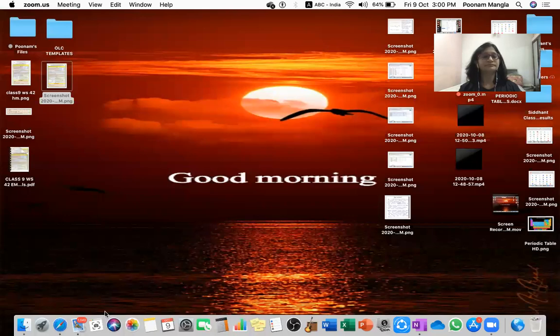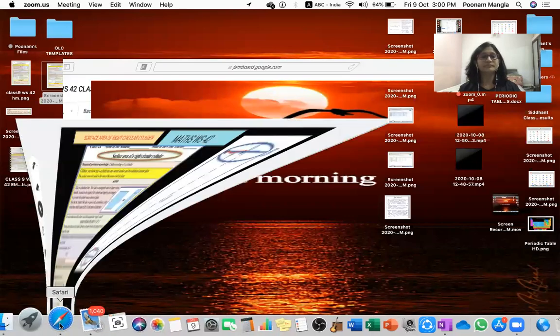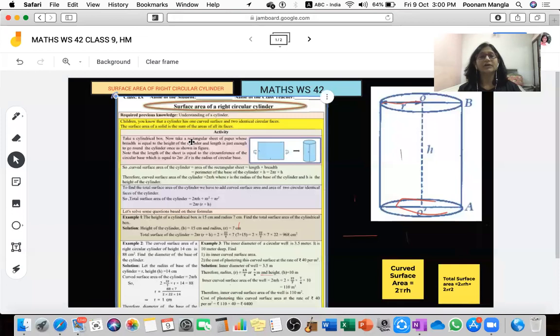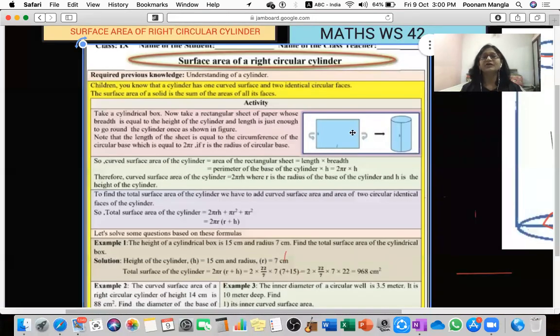Now what we are going to do, let us see. I'm sharing my screen with you with a few examples. So just give me the permission. Okay, so here we are just going to share. Yes, now you can see here the curved surface area of the cylinder.